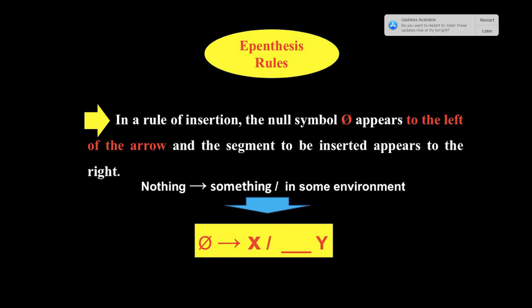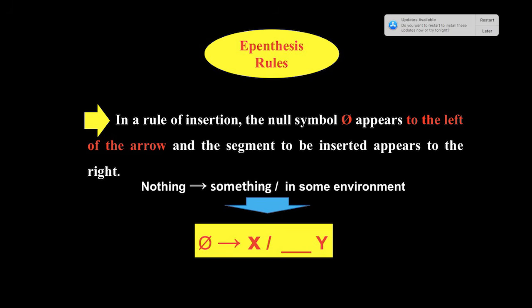So to write it in a very formal phonological notation, we write the null symbol followed by an arrow, then we specify the phonetic change between brackets, then we open the slash, then we write the environment, then we specify what kind of consonant is followed.